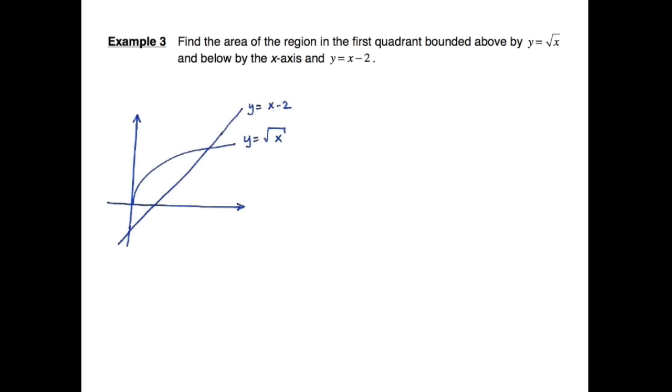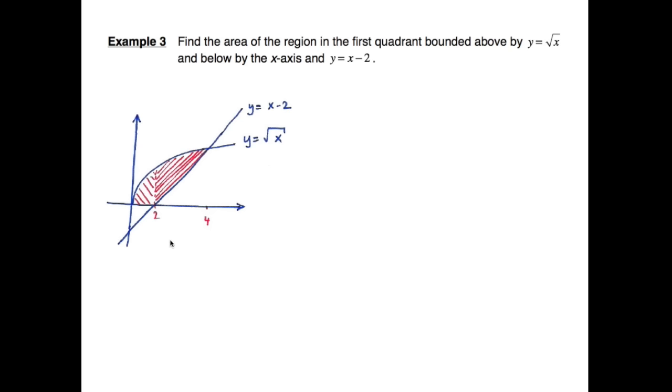So in example 3, we'll have to find the area of the region in the first quadrant that is bounded above by y equals root x. So it's the region that is bounded above by this, and bounded below by the x-axis and this line. It also says it's the region in the first quadrant. Read these exercises carefully so that you find which area you're really looking for.